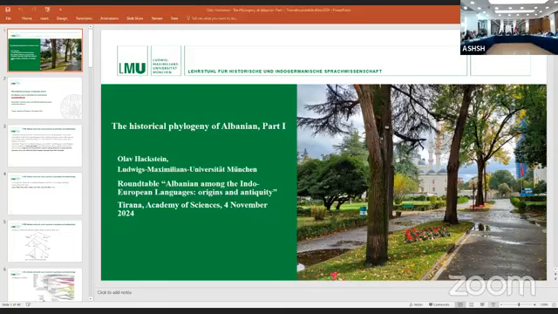kind of dichotomy. This list is not an exhaustive list, so it just goes on and on. There are many, many such examples. So this has some significance, actually, showing that Albanian patterns with nuclear Indo-European languages.